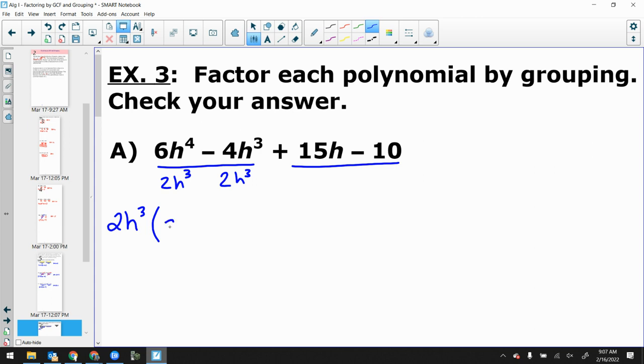So 6 divided by 2 is 3. H to the 4th over h to the 3rd, that's just an h. Negative 4 divided by 2 is a negative, minus 2. And then look, h to the 3rd, h to the 3rd. So it's just minus 2. The h goes away.